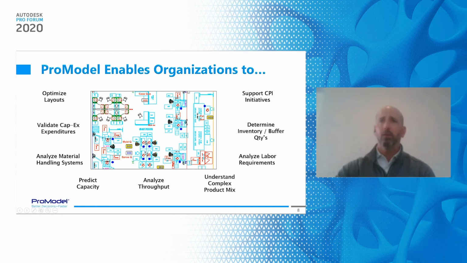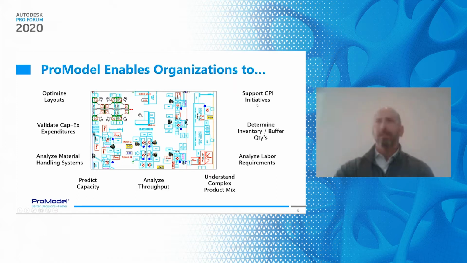So a lot of this revolves around being able to predict capacity and analyzing the throughput of a process. And we can take into account complex product mix. Most manufacturers are making many iterations of the same product or a lot of different products. So we can analyze a complex product mix going through the system and understand how that Rubik's Cube of a puzzle affects our overall ability to meet demand or meet throughput rates.